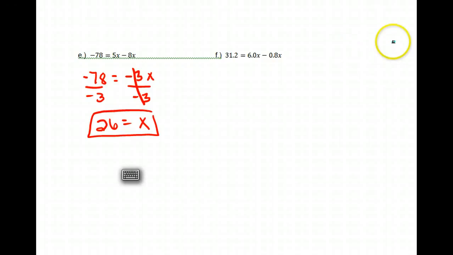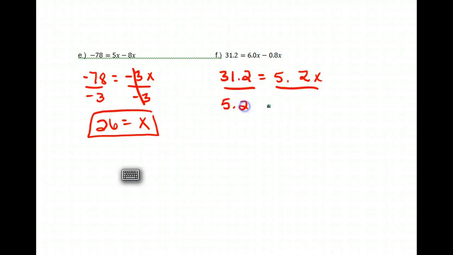And letter F. Before you can do anything, you do need to simplify 6x minus 0.8x on the right hand side. So we're going to bring down our 31.2. When we do 6 minus 0.8, we do get 5.2x. We need to divide both sides by 5.2 in order to isolate x. So on the right hand side, we're left with x. 31.2 divided by 5.2 equals 6.